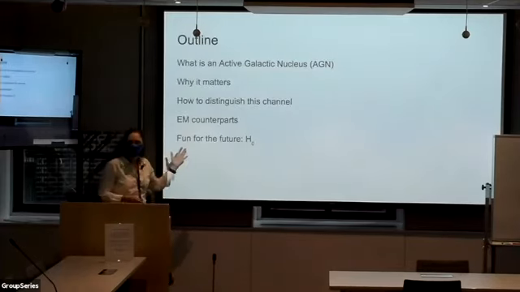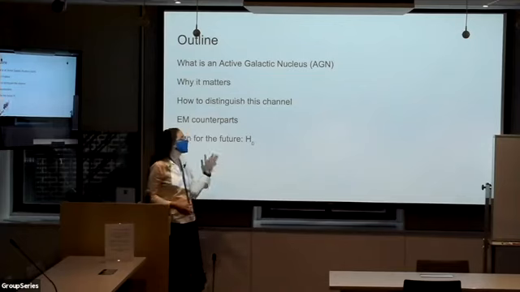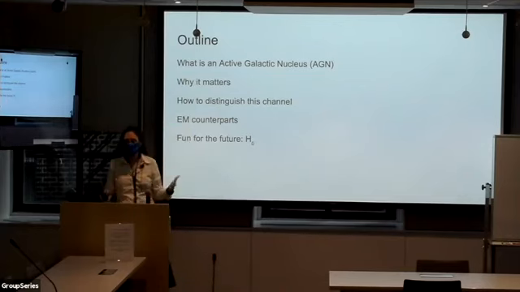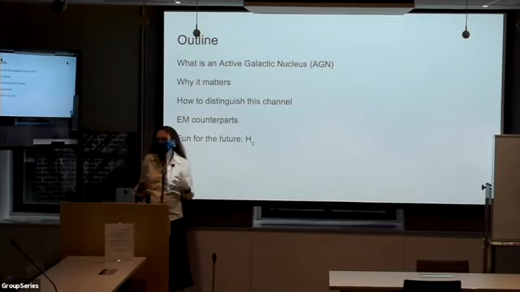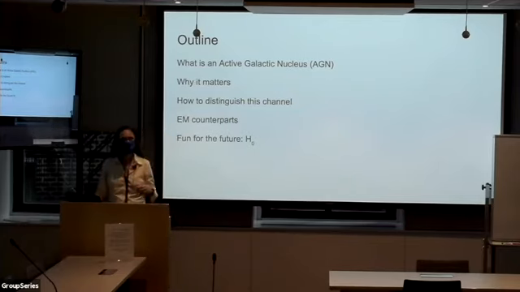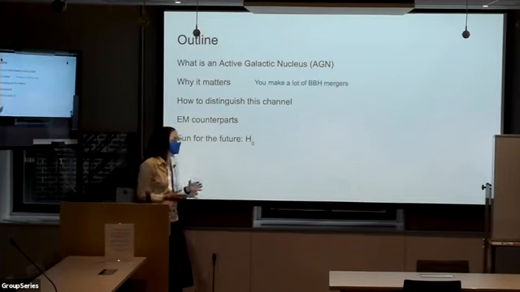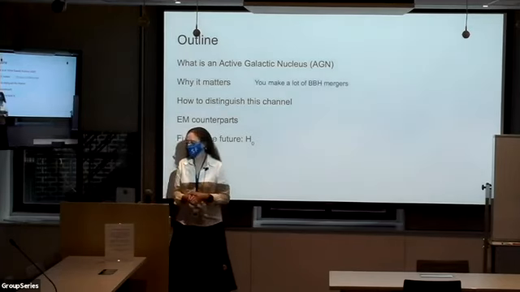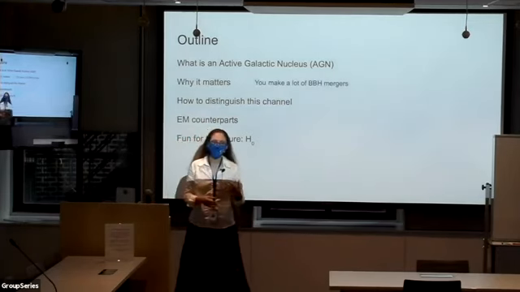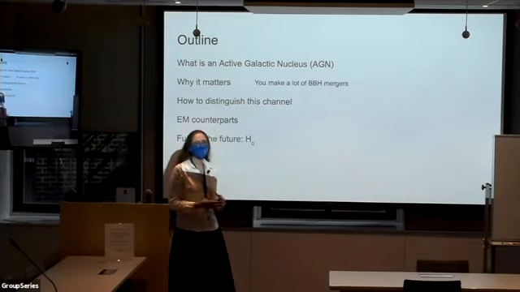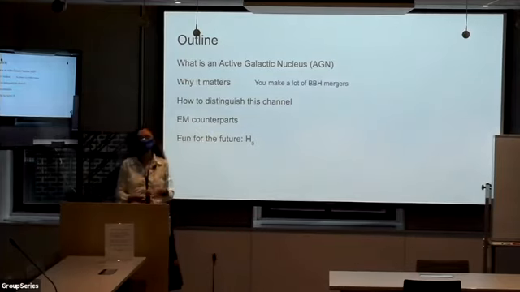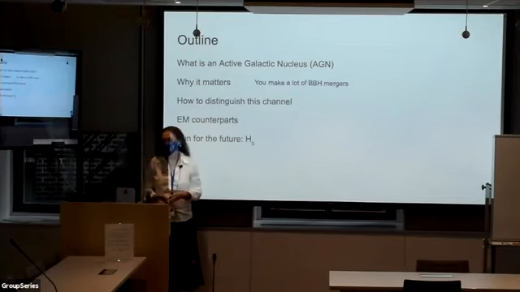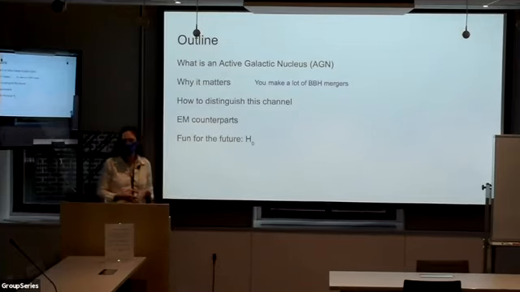So I'm just going to go over the broad outline of my talk. I'll start out reminding everybody what an active galactic nucleus, or AGN, is. I will talk for much of the talk about why it matters. Spoiler alert, you can use them to make a lot of binary black hole mergers. That means that this is a channel for making LIGO-detectable binary black hole mergers, and I'll talk about what are some of the things that you can use to distinguish this channel from other channels that can create binary black hole mergers.